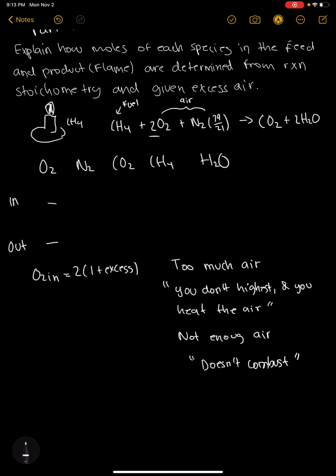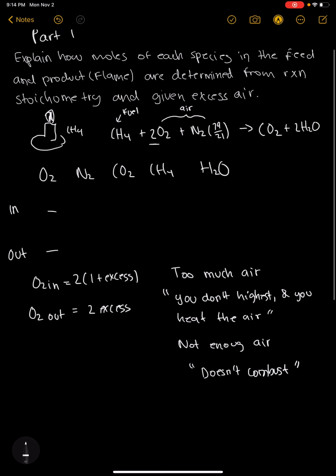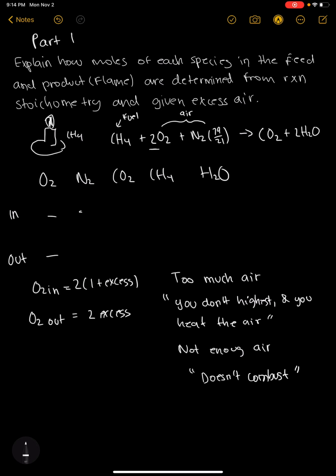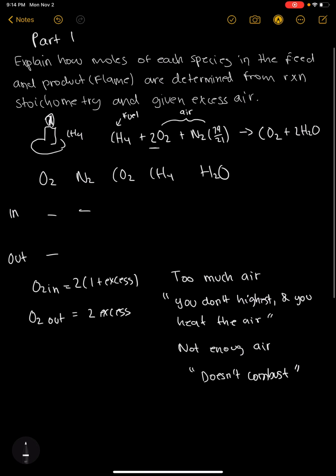The oxygen that's going out is going to be the stoichiometric times the fractional excess, and for the nitrogen that's going in, it is going to be N2 times 79 part nitrogen and 21 part oxygen. And going out, it's really going to be the same because the nitrogen doesn't react.